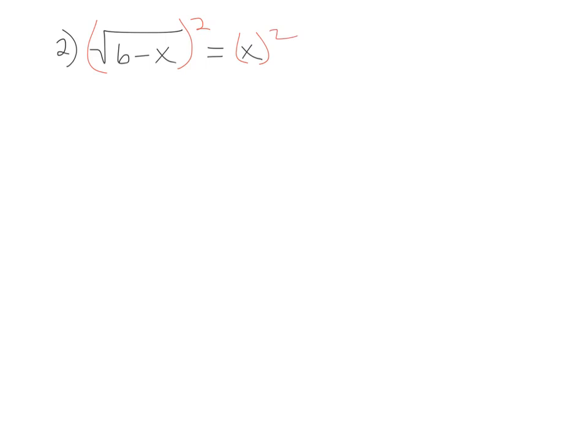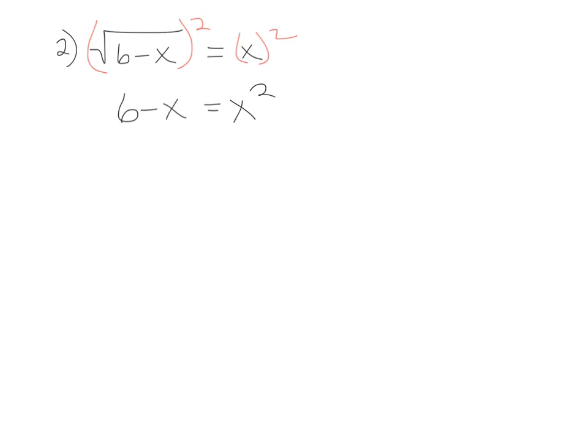Okay, and the nifty thing about that is when you square a square root, you end up getting rid of the radical. All right, and so all you'll be left with is the radicand. So the opposite of a square root is squaring. So to get rid of a square root, you square it. All right, okay, on the other side, x squared.